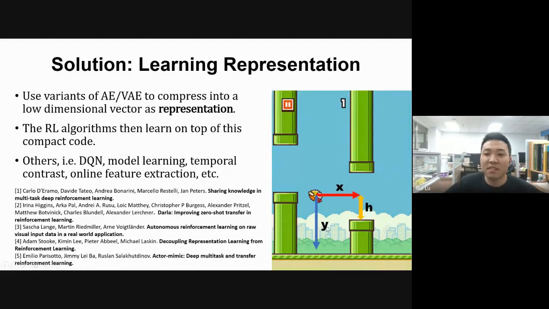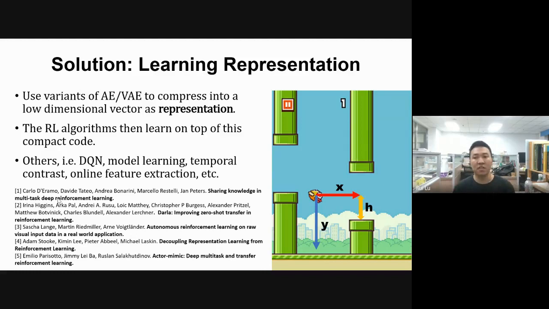So this means that although the original raw input dimension is quite large, what you need to solve this MDP is just three numbers. It's a very compact representation. This motivates people to first use methods like autoencoders or variational autoencoders to do a reconstruction task, and then you get a compact representation at the bottleneck. You use the output of the autoencoder as the code, then you treat this code as the new state, and you learn the MDP on top of this compact code.